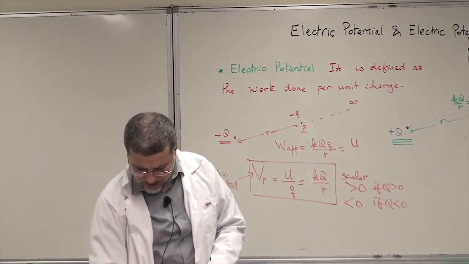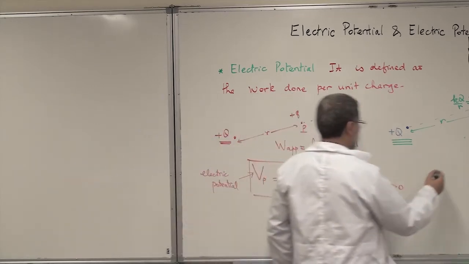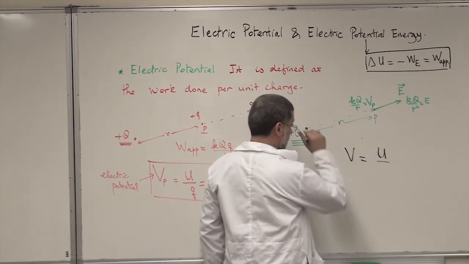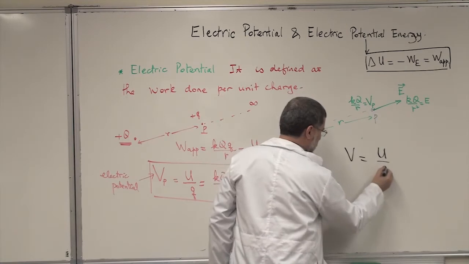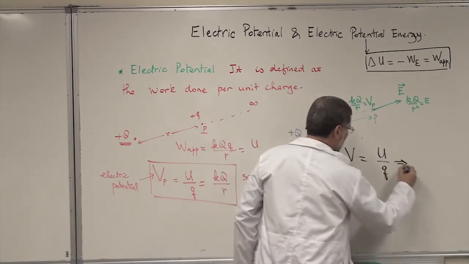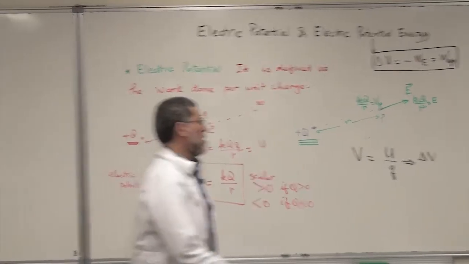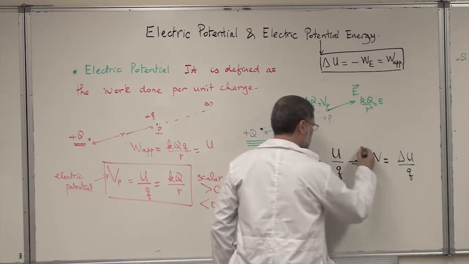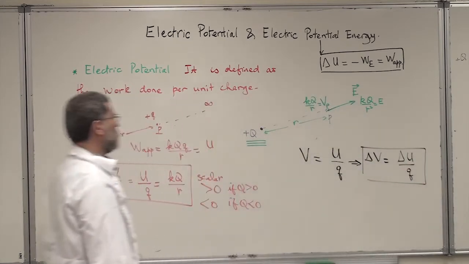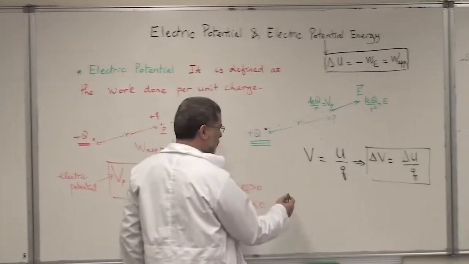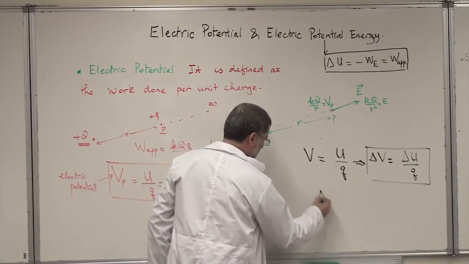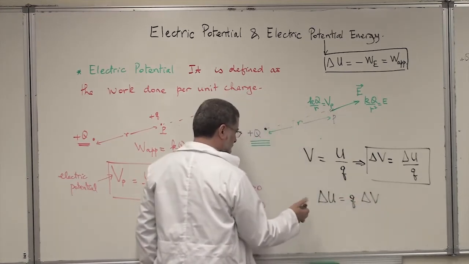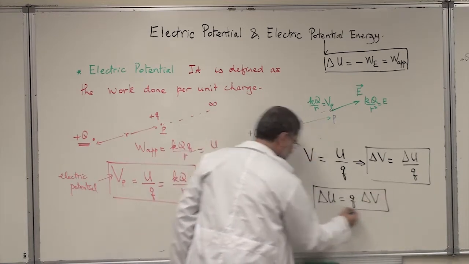Since we defined the electric potential as the work done, or the potential energy, per unit charge, I can write it like this: the change in potential is equal to the change in potential energy divided by the charge q, which is moving. That's the definition of the change in potential energy. And I have a very important equation, the relationship between the change in potential energy and the change in electric potential.